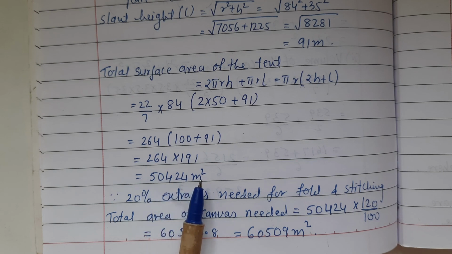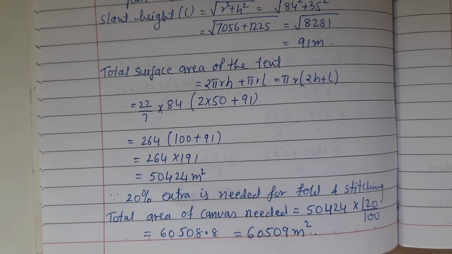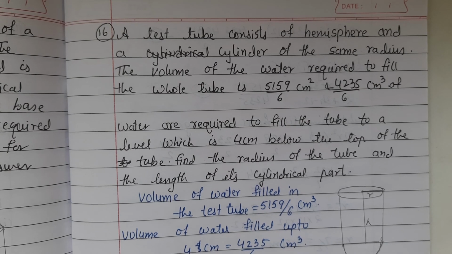50,424 meters square. 20% extra needed for folding and stitching. Therefore, total area needed is 50,424 into 120 upon 100 equal to 60,508.8 equal to 60,509 meters square.